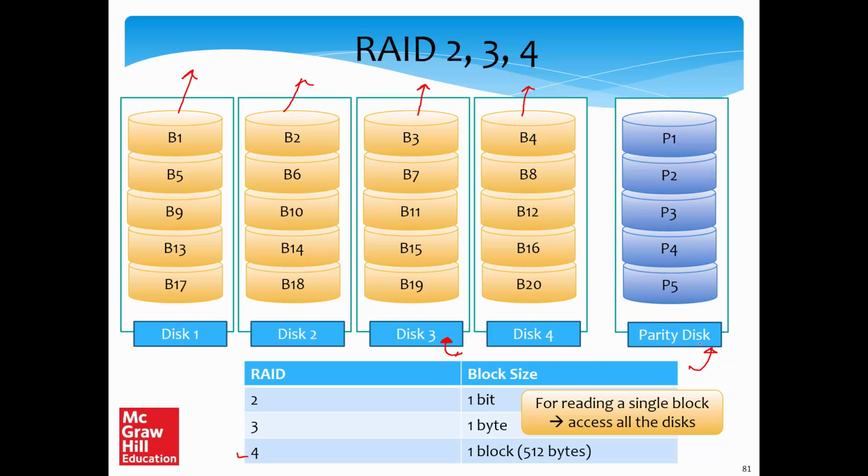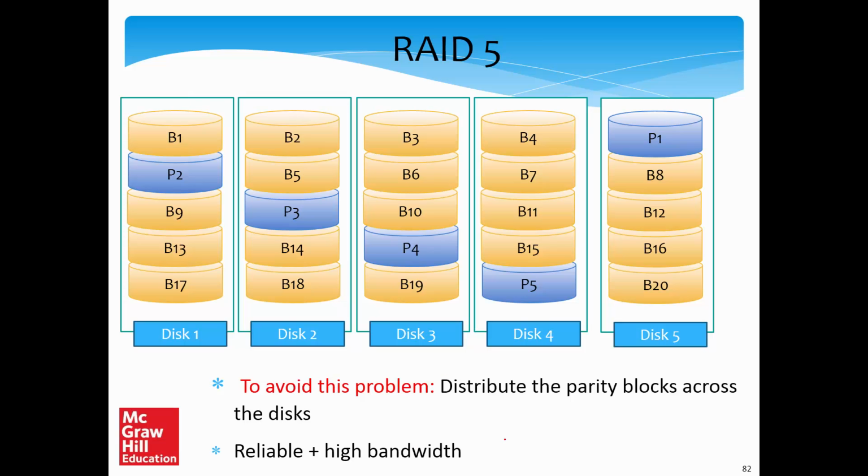I'm just summarizing the performance aspects. For bit-level and byte-level striping, for reading any block, all the disks have to be accessed, which is a bad idea. That's the reason we went for RAID 4. But RAID 4 has a problem with this parity disk. It's a single point of contention. So let us try to fix this problem with RAID 5.